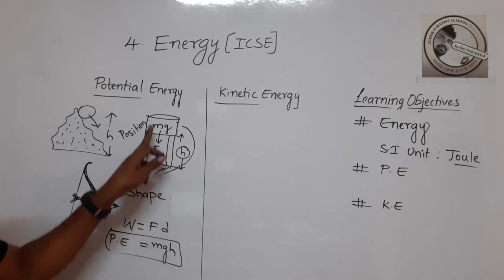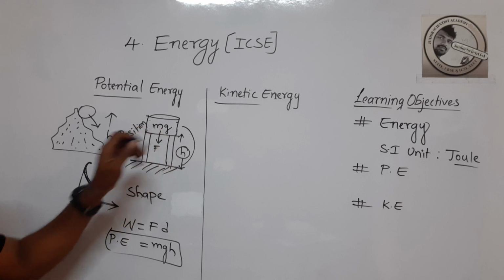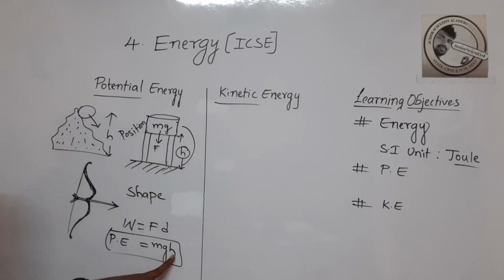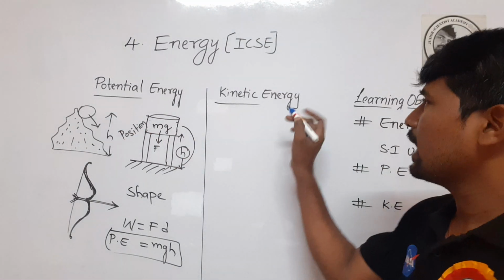Force into displacement. Force, downward force, is mass into acceleration due to gravity. F is equal to ma, where a means acceleration due to gravity. And distance is h, height. mgh has come. Very simple way. Next, kinetic energy.